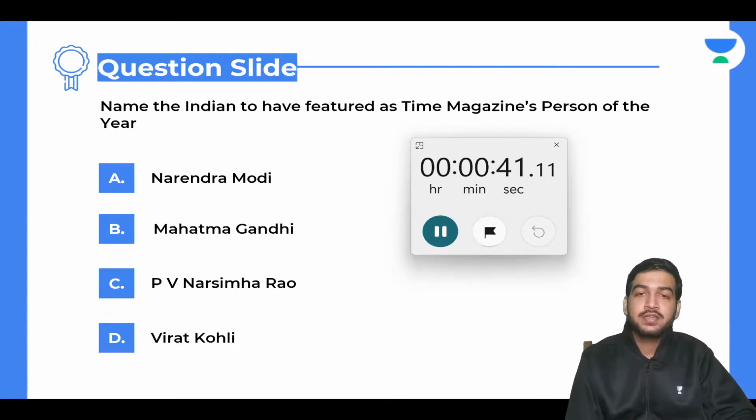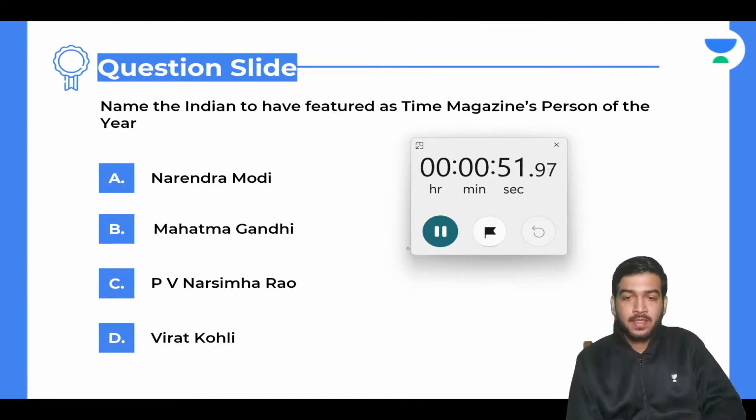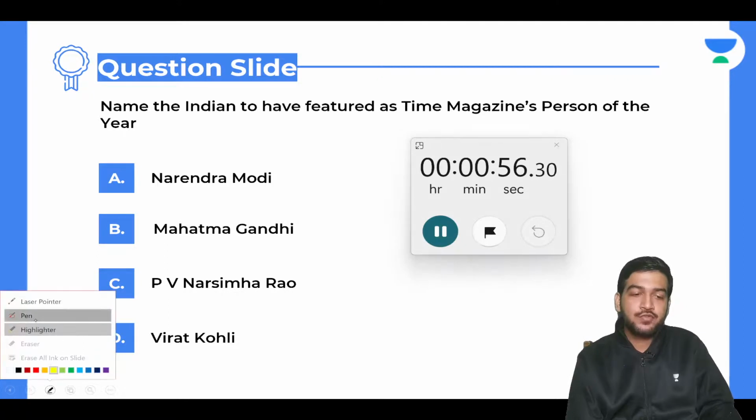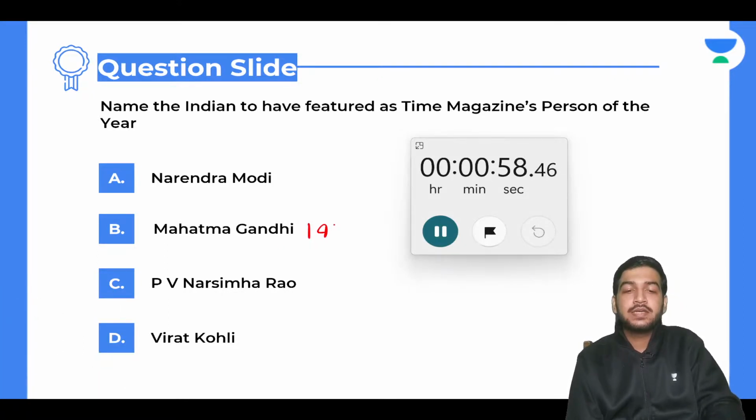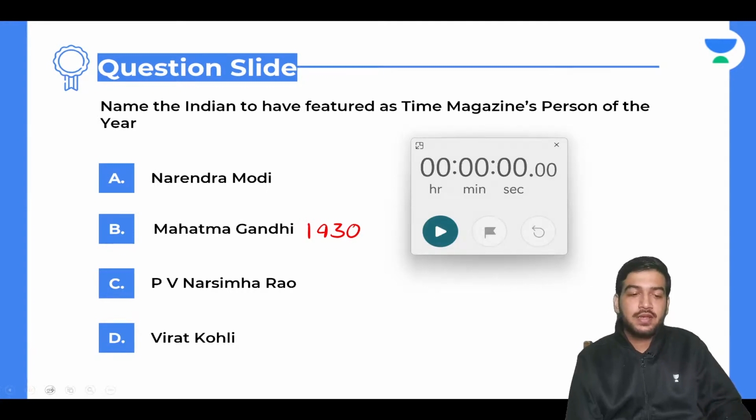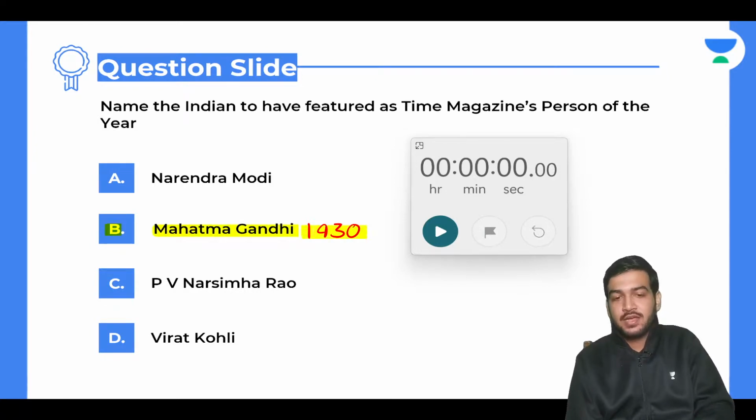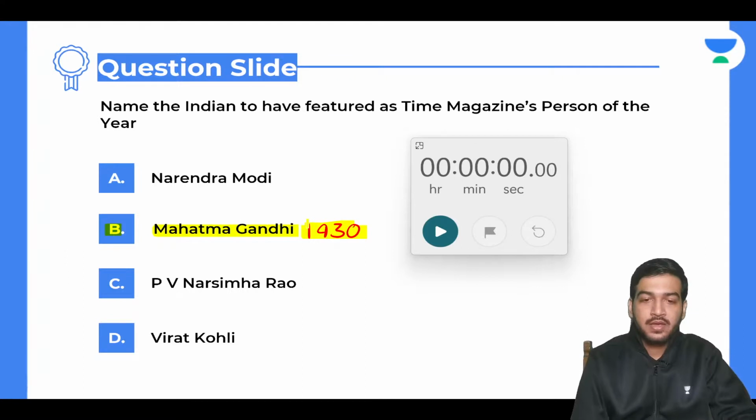The youngest Time magazine Person of the Year is Greta Thunberg. She featured in the magazine post the Paris Convention. So the answer to this question is the winner from 1930. That is B, Mahatma Gandhi. Till now, only one Indian, that is Mahatma Gandhi, featured as Time magazine's Person of the Year in 1930.